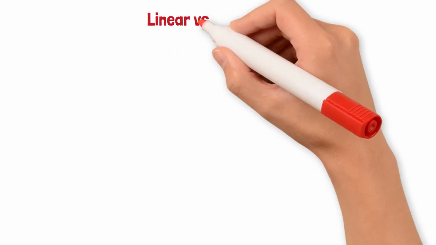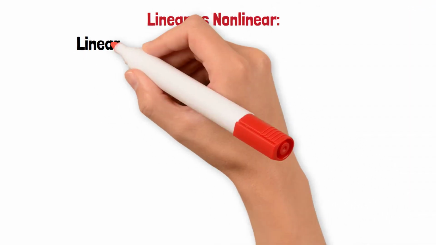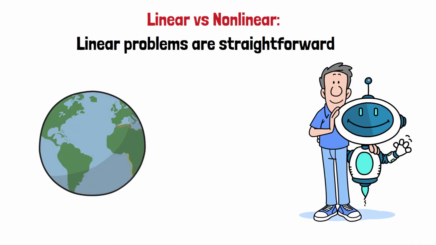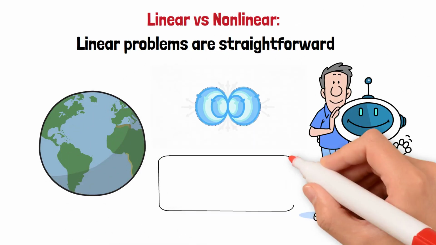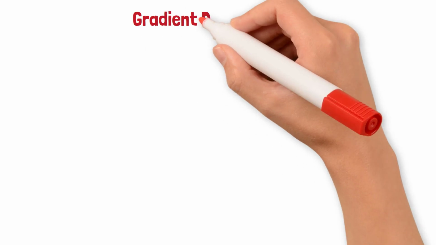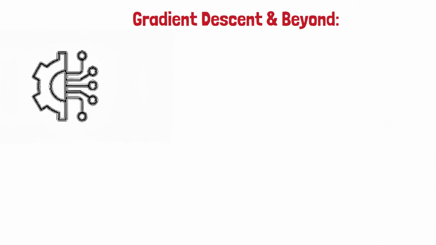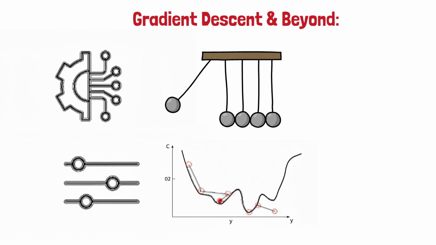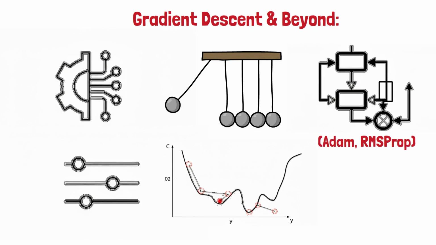Linear versus nonlinear. Linear problems are straightforward, but most real-world problems, especially in AI, are nonlinear, meaning the landscape of solutions is curved, irregular, and often filled with local minima. Gradient descent and beyond. Deep learning uses gradient-based optimization to adjust parameters step by step. But advanced methods, like stochastic gradient descent, momentum, and adaptive algorithms, Adam, RMSprop, make optimization practical at scale.